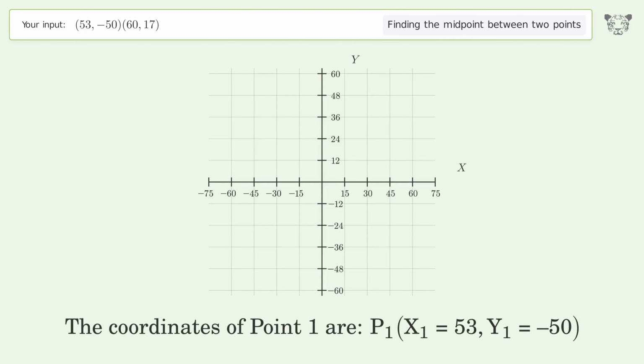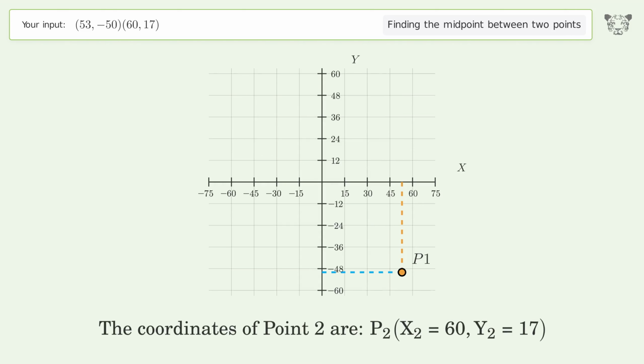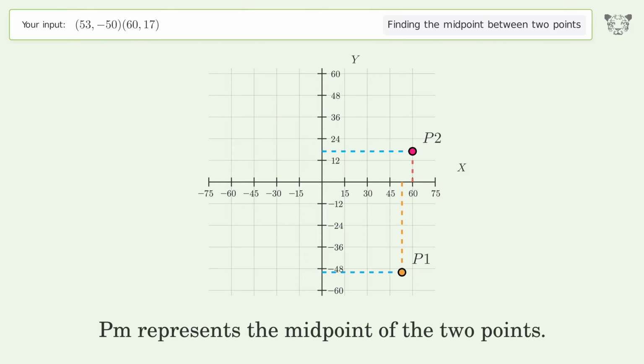The coordinates of point 1 are x1 equals 53, y1 equals negative 50. The coordinates of point 2 are x2 equals 60, y2 equals 17. PM represents the midpoint of the 2 points.